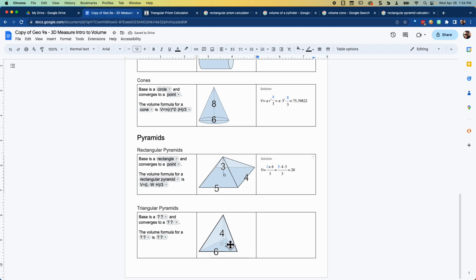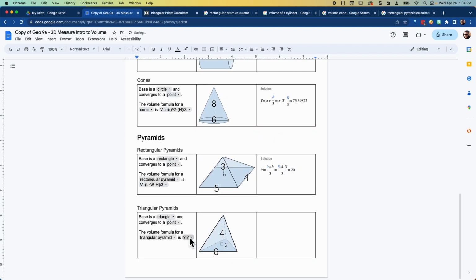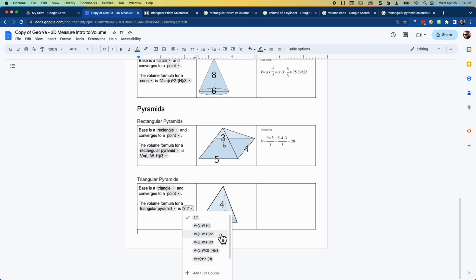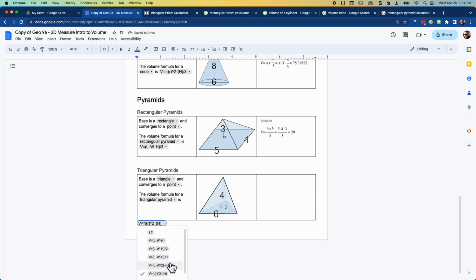And then this last one I'm looking at is for triangular pyramids. The base is a triangle. It converges to a point. And the volume formula for a triangular pyramid, let's see if we can scroll down, is going to be, oh, I'm getting a little bit of a glitch there. It's going to be length times width times height. But we're going to divide the length and width for the area of a triangle, and then times 3. Oh, that's different. There we go. Oh, looks like it's getting a little hung up there.